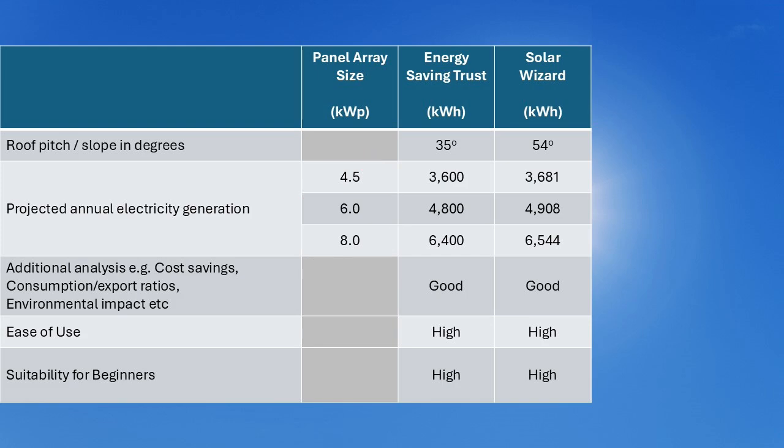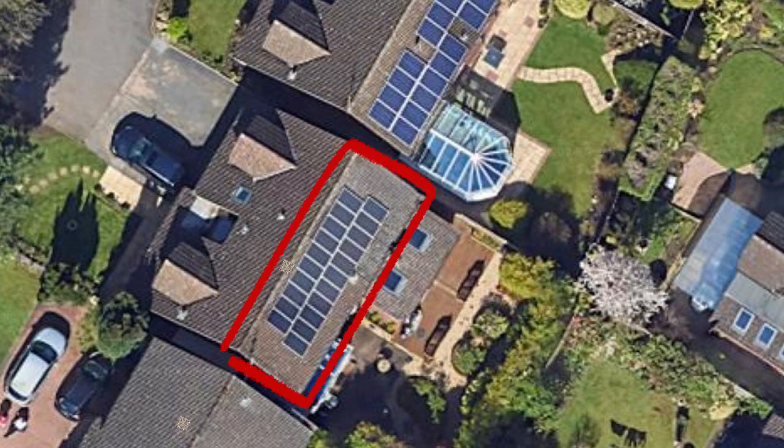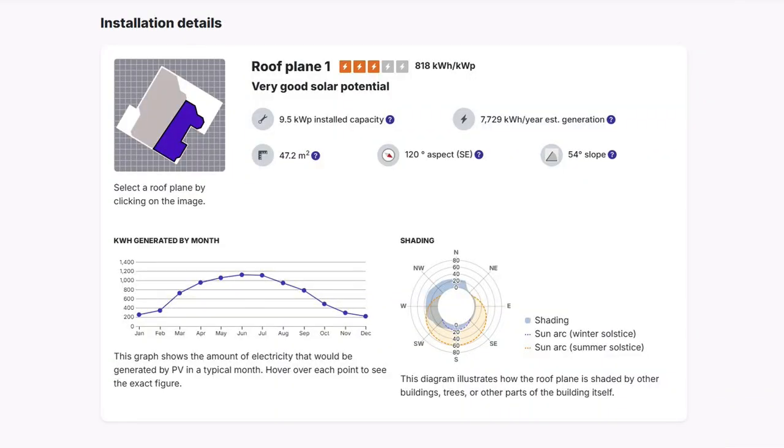to suit your budget. Some interesting points to highlight include an aspect, i.e. the direction in which the panels face, of 120 degrees, which is what we suggested using the compass pointer in the Energy Saving Trust tool. A 54-degree roof slope, which seems unusually steep, but may well be correct, having looked at the Google Maps image. A month-by-month projection of the generated electricity, and an illustration of how the roof plane is shaded by other buildings, trees, or other parts of the property itself.